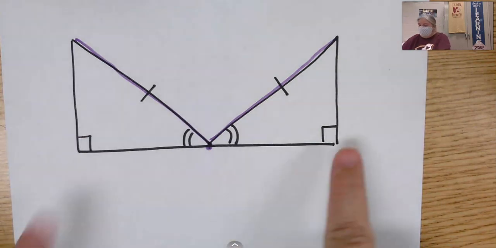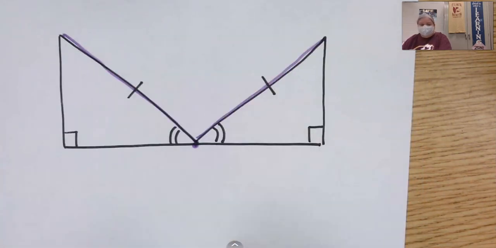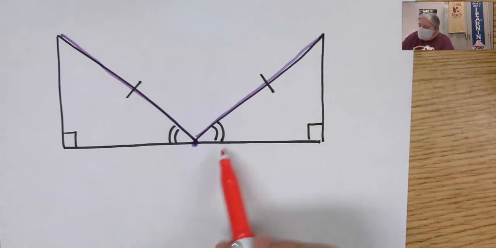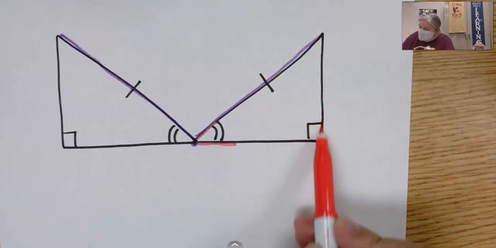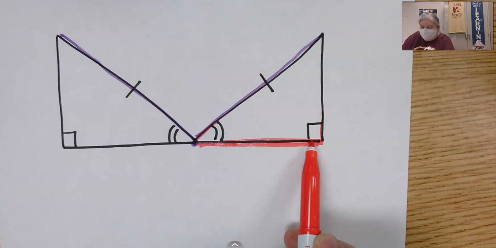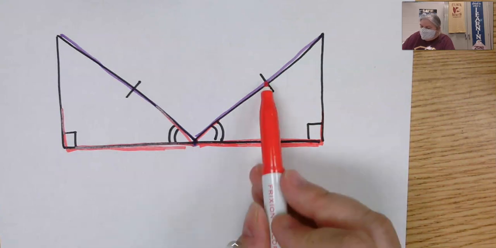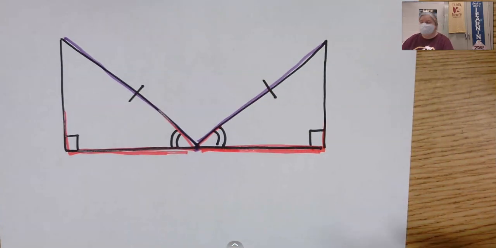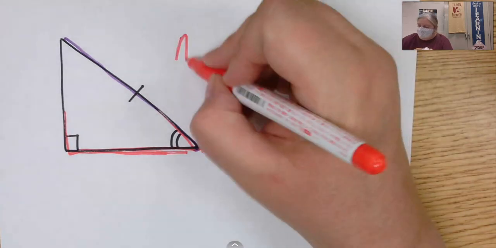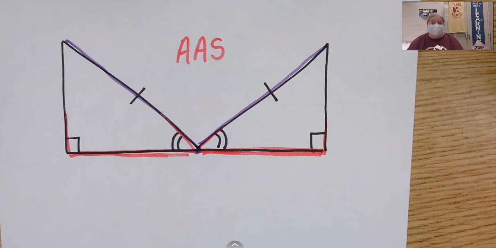What do I have? I have 1 pair of angles, another pair of angles, and a pair of sides. 2 A's and an S. So I get to decide if the S is between the 2 A's or not. Is the side the included side between these angles? Here's an angle. Here's an angle. The included side is the one that goes between them. Included side over here is this one. So that's not the included side. So the S is not in between the 2 A's. So this is what I'm going to use. AAS, or you could say SAA.